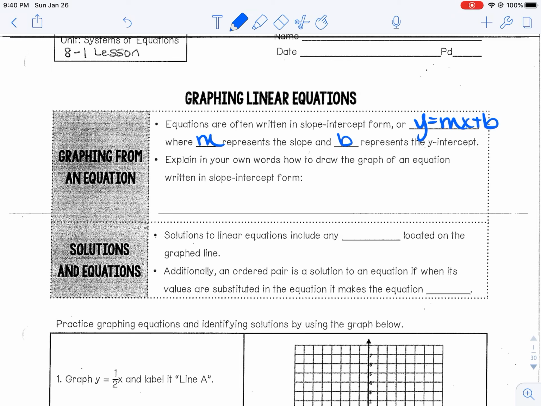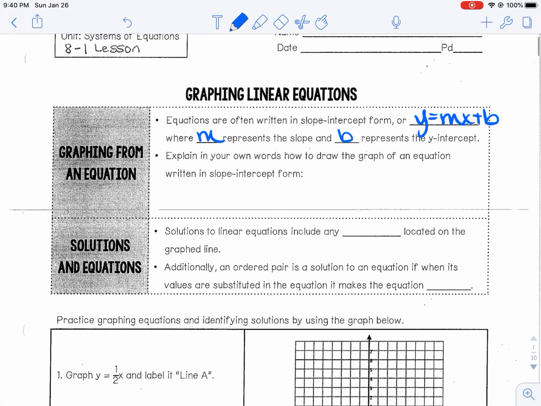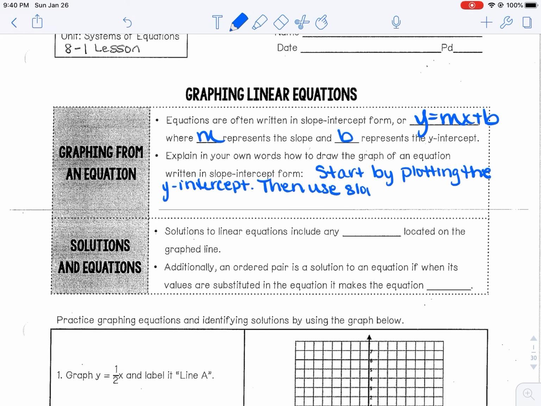How do we draw a graph of an equation written in slope-intercept form? Well, what you're going to do is start by plotting the y-intercept. Then use your slope and follow rise over run.